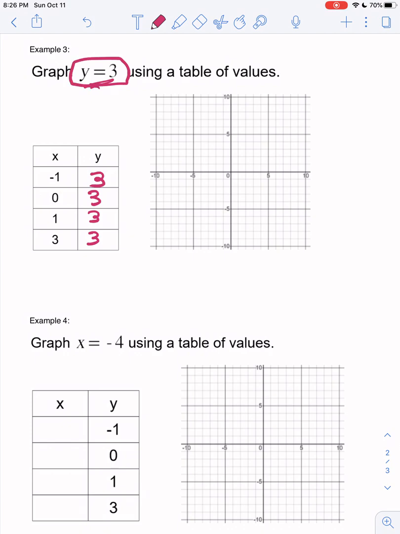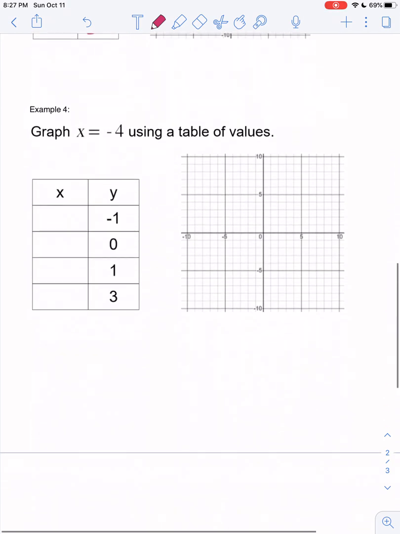Let's find out. So from the origin, we're going to go negative 1 up 3. Boom, there's our first point. From the origin, over 0 up 3. From the origin to the right 1 up 3, and over 3 up 3. And there you have it. What would the graph y equals 3 look like? It's a horizontal line that goes through the y-axis at positive 3.